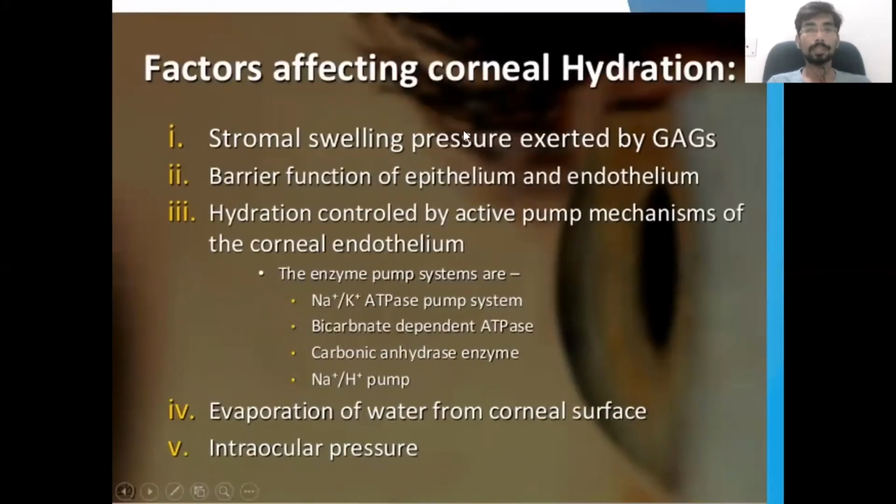Factors affecting corneal hydration are stromal swelling pressure exerted by the glycosaminoglycans and the barrier function of the epithelium and endothelium. Hydration is controlled by the active pump mechanism of the corneal endothelium. The enzyme pump systems are sodium potassium ATPase and carbonic anhydrase. Evaporation of water from the corneal surface and intraocular pressure are also factors responsible for corneal hydration.